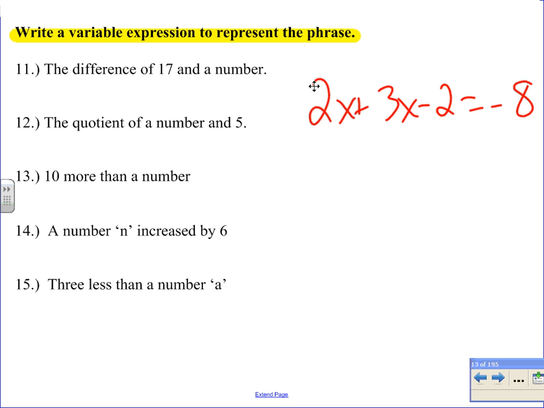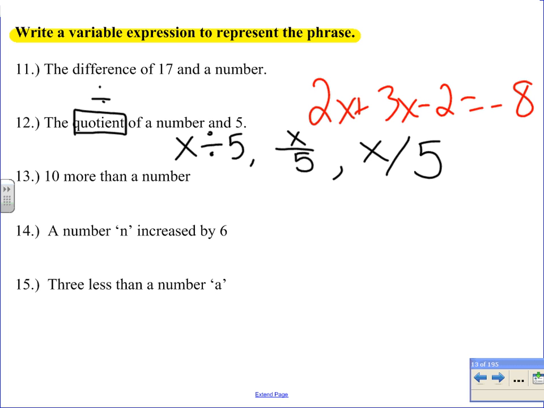Okay, so on page 3 of your notes, let's start with number 12. So the quotient of a number and 5. The quotient of a number and 5. Adam, what does quotient mean? Good job. So how do we write this as an expression? The quotient of a number and 5. Jeremy. The quotient of a number and 5. Close. Donatus? Good. X over 5 or x divided by 5. So any of these ways is fine.